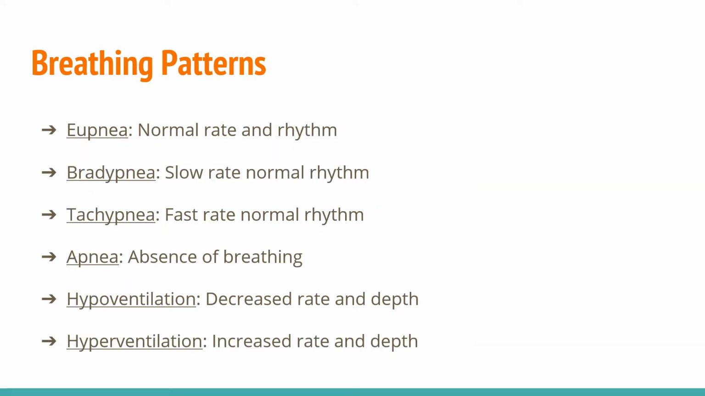All right, breathing pattern. Make sure you understand and know the definition of each of these, because I know these will come up on a multiple choice question. Page 16 in Desjardins goes over these. So eupnea is just normal rate, normal rhythm. Bradypnea, slow rate, normal rhythm. Tachypnea, fast rate, again, normal rhythm. Absence of breathing, obviously apnea, with the A meaning without, just like afebrile.